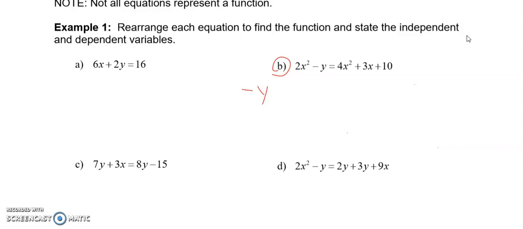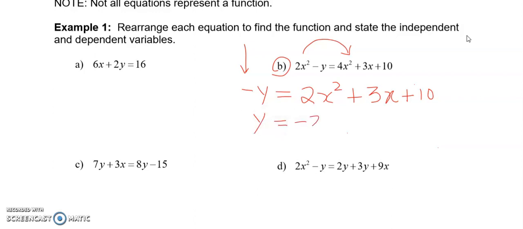So let me see. You leave the negative y by itself. Bring that 2x squared to the right-hand side, and of course, it becomes a negative 2x squared. Combine that with the 4x squared that's already there, and you're going to end up with 2x squared plus 3x plus 10. Now, remember, you have to get rid of that negative in front of the y. So if you multiply both sides by -1, or think of it as dividing everything by -1, whichever way you want to look at that, you're going to end up with y is equal to negative 2x squared minus 3x minus 10. And that's a function.